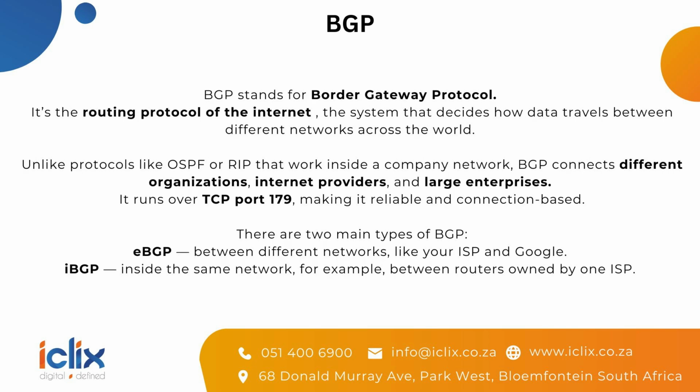BGP stands for Border Gateway Protocol. It's the routing protocol of the internet, the system that decides how data travels between different networks across the world. Unlike protocols like OSPF or RIP that work inside a company network, BGP connects different organizations, internet providers, and large enterprises. It runs over TCP port 179, making it reliable and connection-based. There are two main types of BGP: eBGP, between different networks, like your ISP and Google, and iBGP, inside the same network, for example, between routers owned by one ISP.